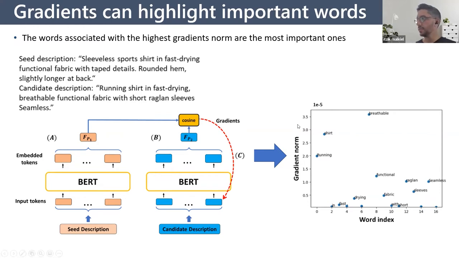So in this example, we observe that for the given sport shirt seed and its matched running shirt item, the words running, shirt, and breathable receive the highest gradient norm in the candidate description. So here, each word has a gradient that we calculate on the input sequence, and we take the norm of this gradient and we plot it here on the right.